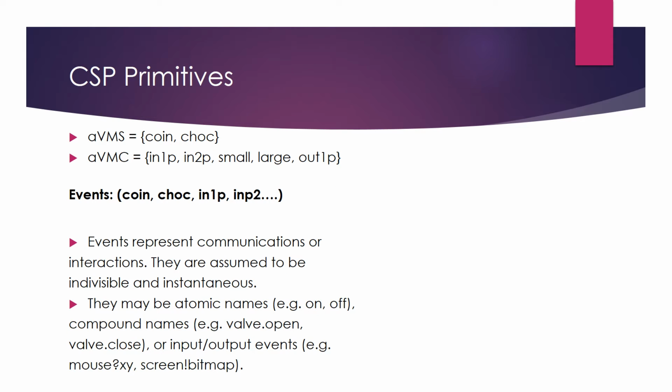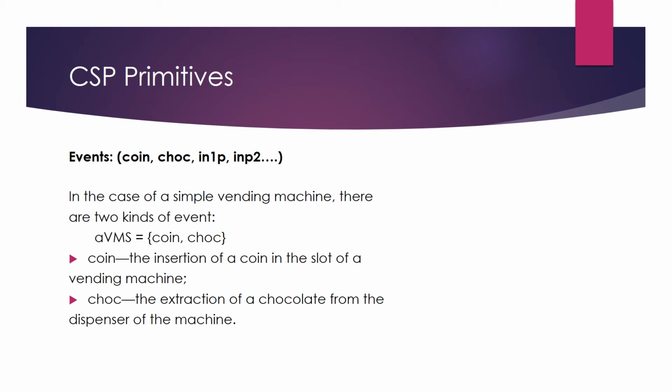So next one is events. Events represent communication or interaction. They are asynchronous, indivisible and instantaneous. They may be atomic names, for example coin, or compound names, for example input value. So if you see the examples, input or output. Events such as, if you take some of the examples, coin, chocolate, input P.